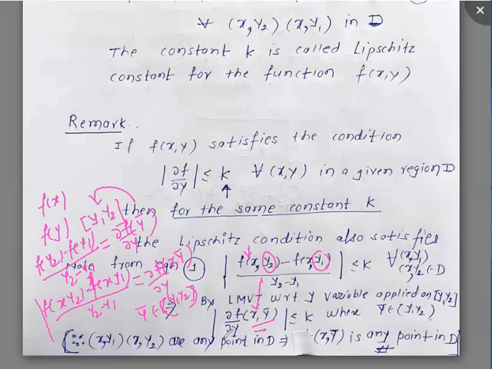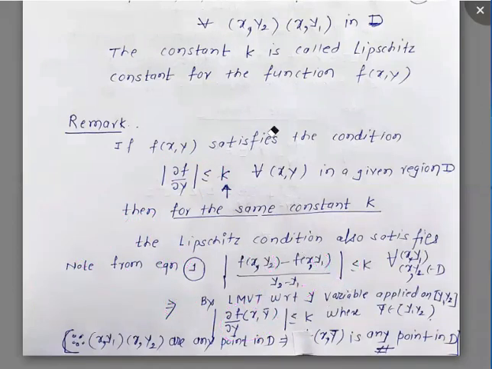So we find that when the partial derivative of f with respect to y is less than k, in that case this expression is the same as the Lipschitz condition: mod of f of x comma y2 minus f of x comma y1 is less than or equal to k into mod of y2 minus y1. So it is the Lipschitz condition. For the same constant k, the Lipschitz condition also satisfies.